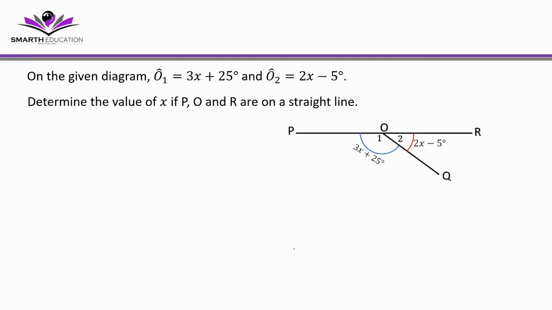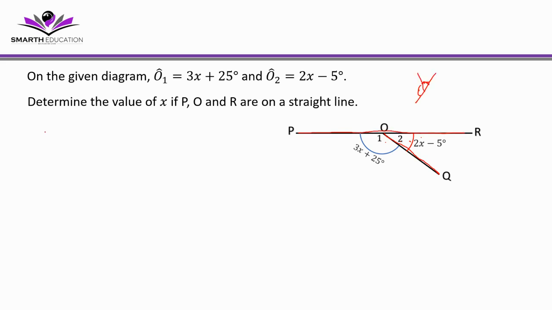On the given diagram, O1 is equal to 3x plus 25 and O2 is 2x minus 5. Determine the value of x if points P, O, and R are on a straight line. So these are angles on what? These are adjacent angles on a straight line because they are separated by a common arm. They are forming the Y. Adjacent angles form a Y.